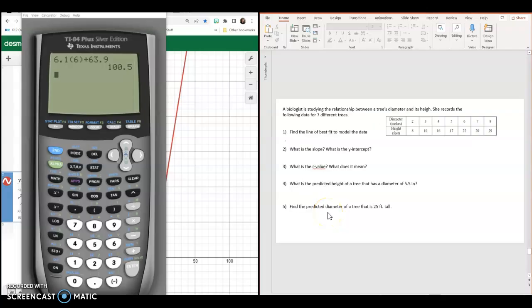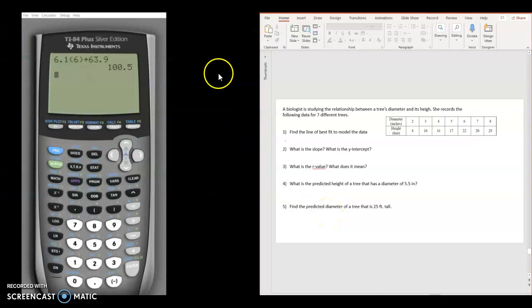So now we have a different example. It says a biologist is studying the relationship between a tree's diameter and its height. She records the data for the 7 different trees. So let's find a line of best fit to model this data. I'm going to do this one on the calculator just to show you a different way. You can use Desmos still if you would prefer to do so.